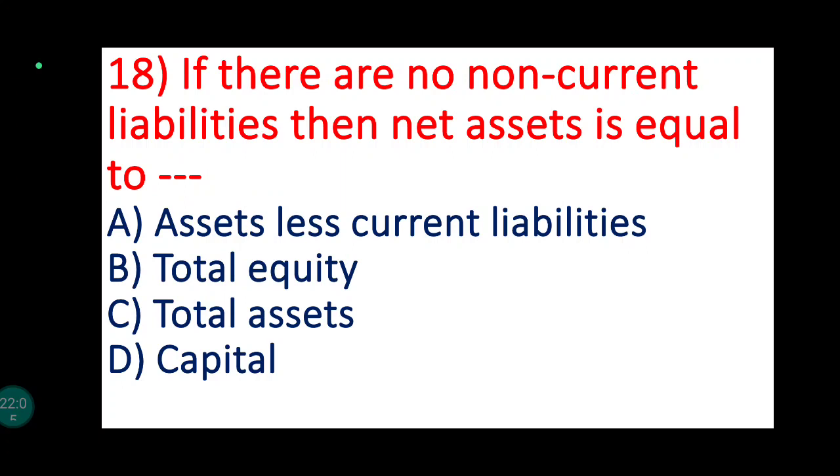Point number 18. If there are no non-current liabilities, then net asset is equal to what? So see, if there are no non-current liabilities, then net asset is equal to assets less only current liabilities. So the answer is A. If there are no non-current liabilities, net assets will be assets less current liabilities.